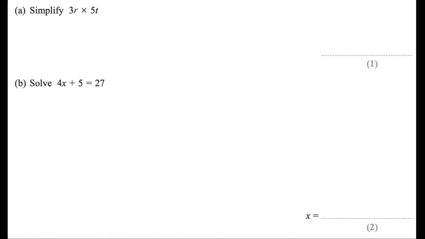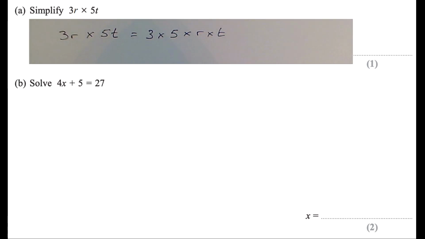Okay, the first question is a multiplication, so I need to multiply the numbers with the numbers and the letters with the letters. So 3r times by 5t, well, the numbers are 3 times by 5, aren't they, which gives me 15, and r times by t gives me rt, and if we just write 15rt, that means everything's multiplied together. 15 is multiplied by r multiplied by t, so that's the answer.